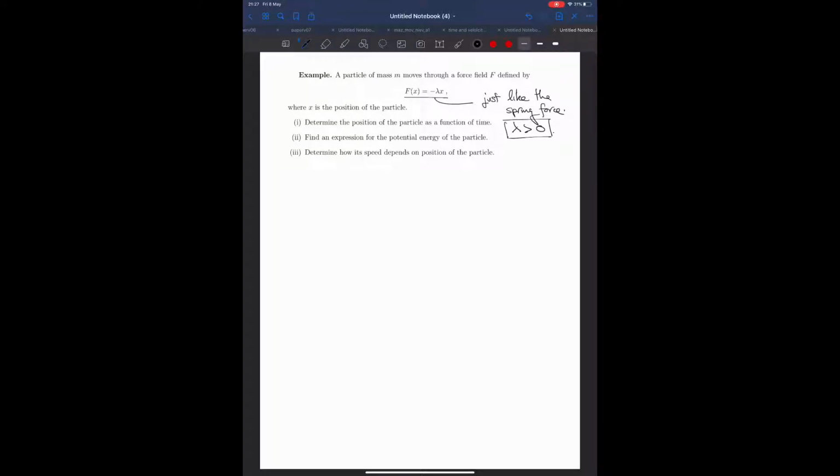So we're asked to determine the position of the particle as a function of time, and then find the potential energy of the particle, and then determine how its speed depends on the position of the particle. Okay, so for the first part we need Newton's equation of motion. This is m dv by dt equals f of x in this case, because that's our force field, that's our right hand side.